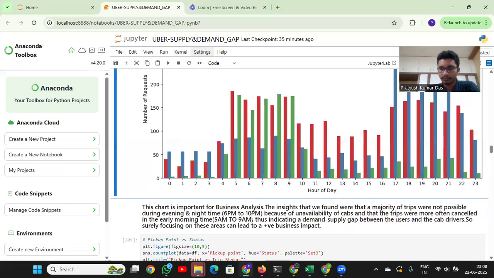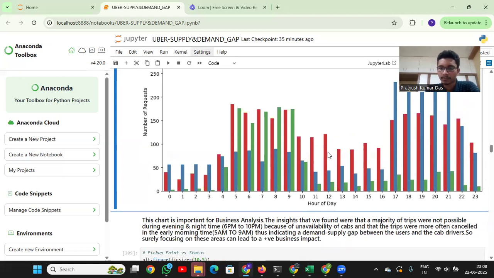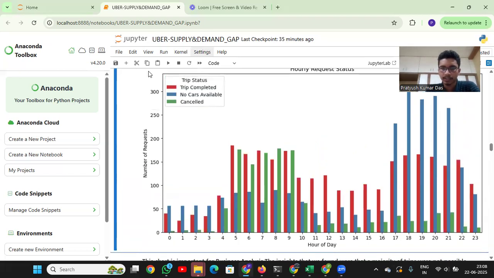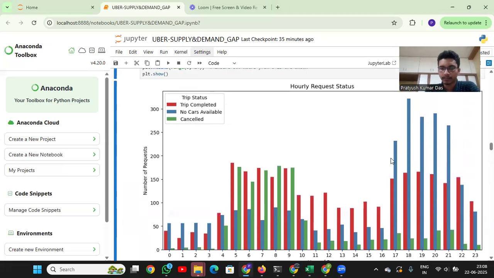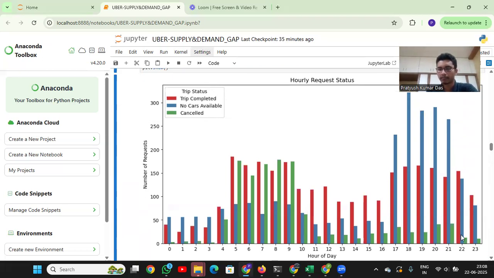point of view. And the insights we found were that a majority of trips were not possible during the evening and the night time, where we see that the blue color represents that no cars were available near the airport or maybe the city, and we have it as most frequent in these hours, that is 5 to around 9, or we can say, it's 5 to 9 p.m.